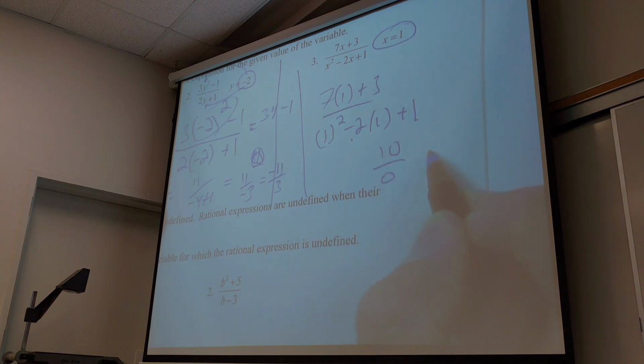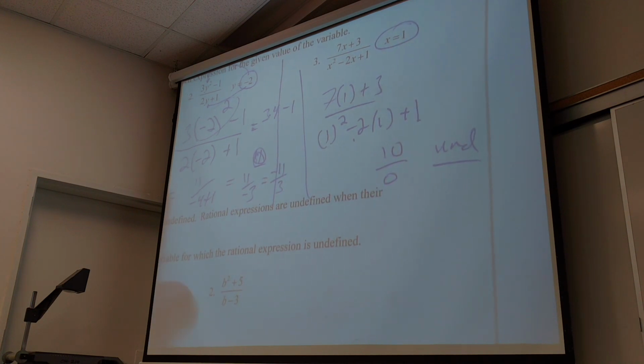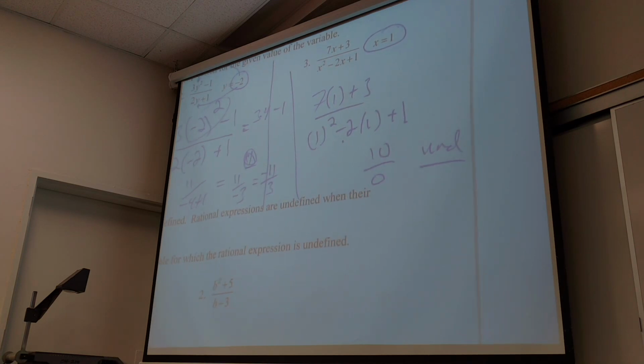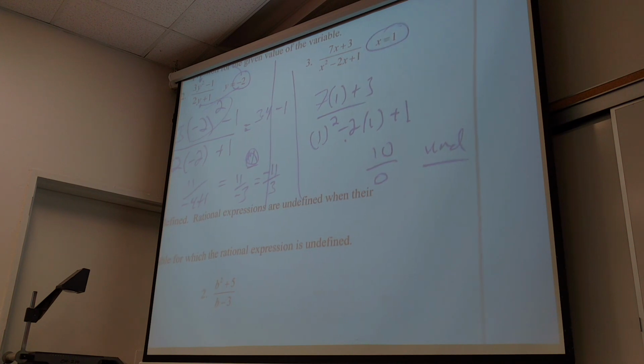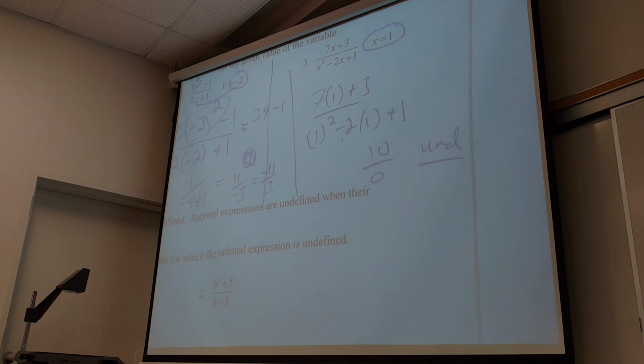What is something divided by 0? It's undefined. So it's not irrational. It is a ratio. It's just that I can't have the 0 on the bottom in a ratio, so we call it undefined, because we don't have a number that does that. How are we doing so far? That's just plug and chug. Just because I got some stuff on the bottom, you still just plug and chug like always.